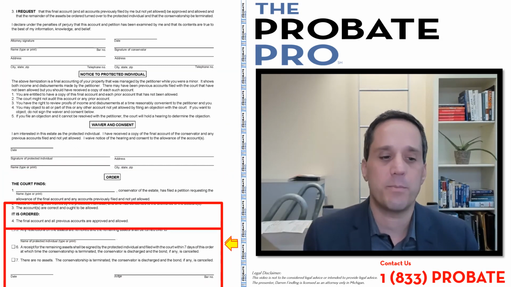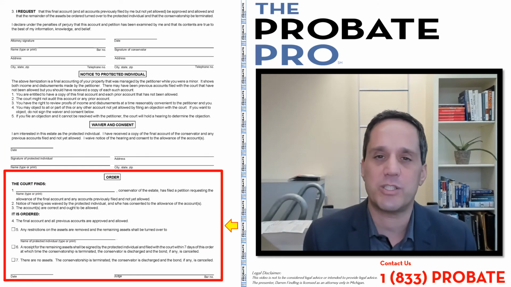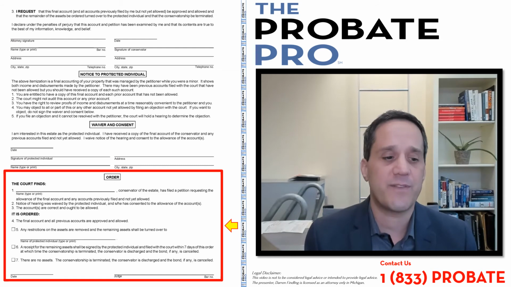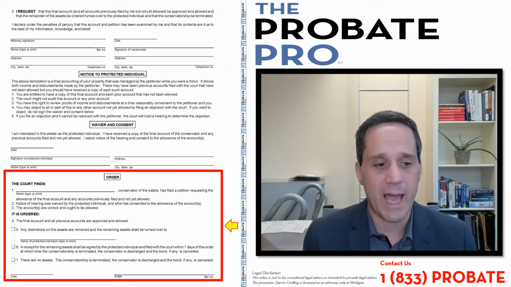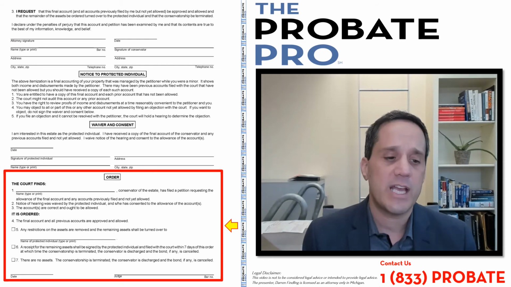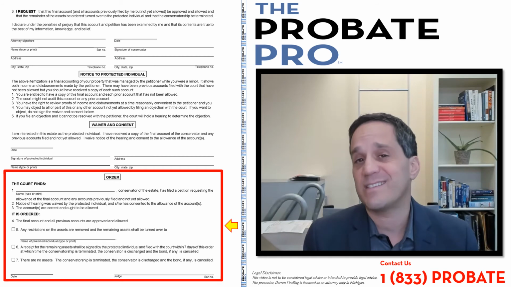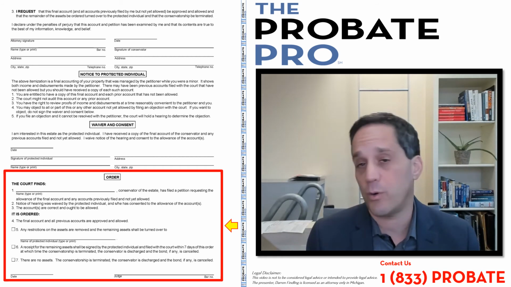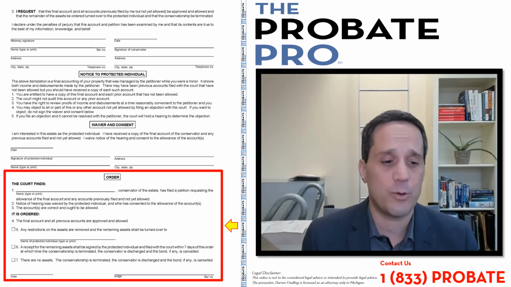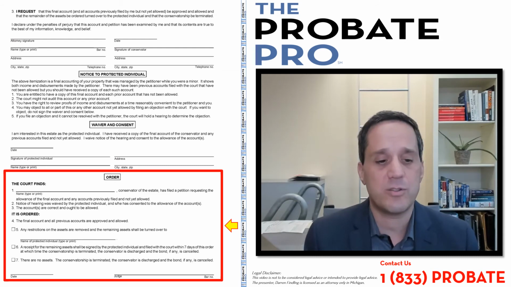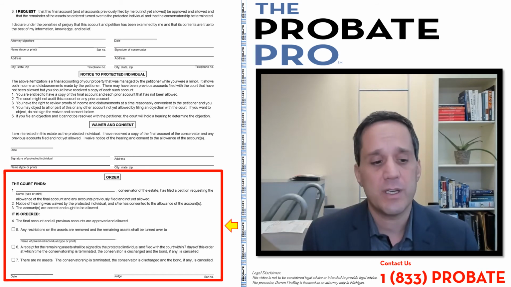The order section below, in essence, mirrors that which is above. The court finds that that individual who is the conservator has filed a petition to request allowance of the account and that all the accounts shall be allowed. The notice of hearing has been waived by the protected individual and that they have consented to the account, or if it's plural, the accounts, and that the accounts ought to be allowed. And then the order section, same thing. Final account and previous accounts are approved.